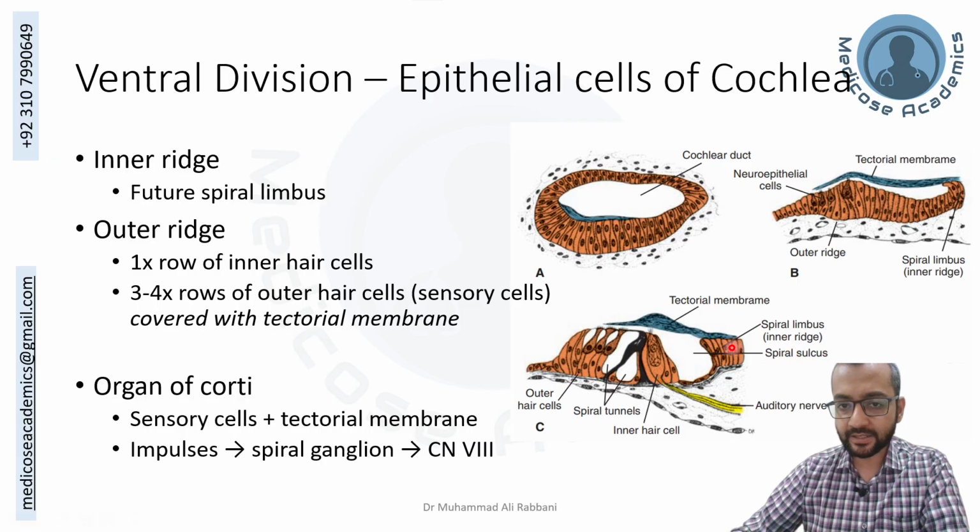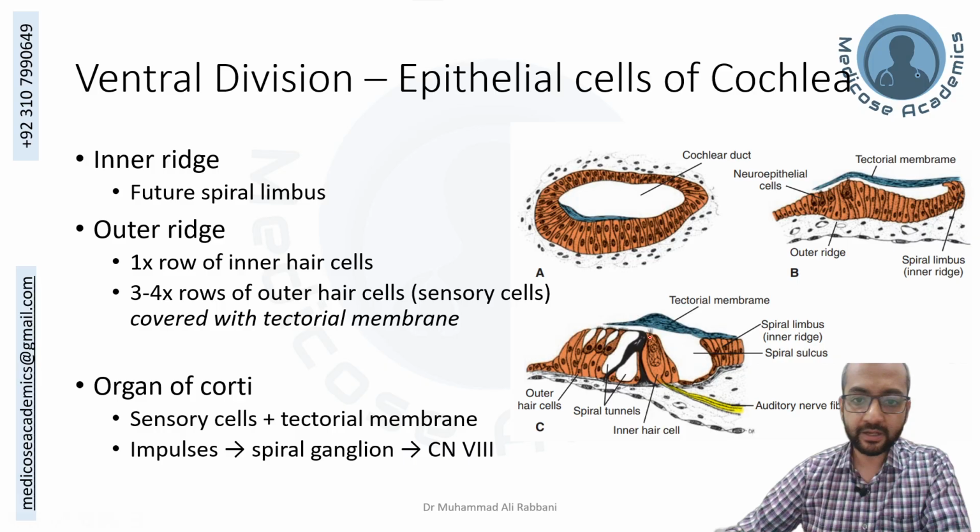It does not have any sensory function, but it has a strong footing on a bone, and it gives an anchoring place for the tectorial membrane, a non-cellular membrane of extracellular material that lies on the top of the rest of the cells. Then there is a gap that is called the spiral sulcus. This was the inner ridge of cells that was giving rise to the spiral sulcus, and this is the outer ridge of cells, or neuroepithelial cells, that is going to give rise to the hair cells.